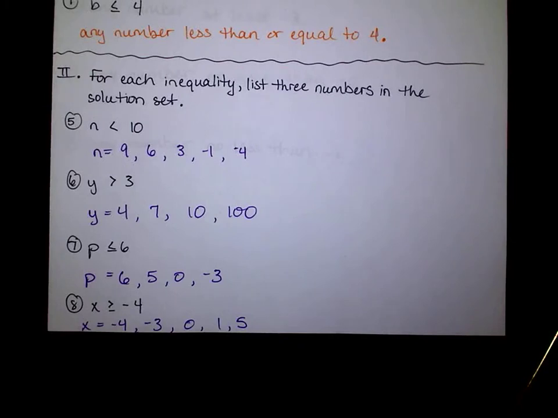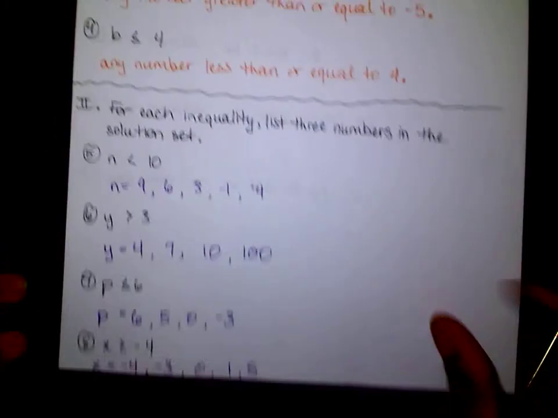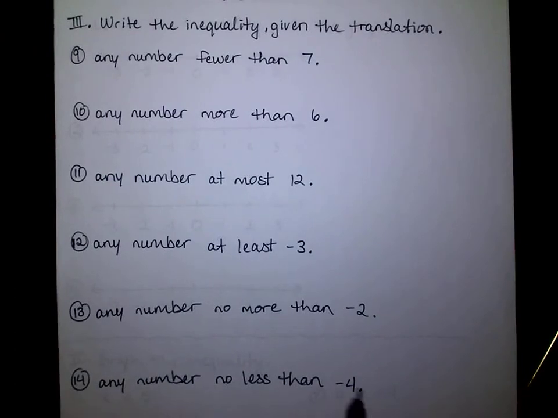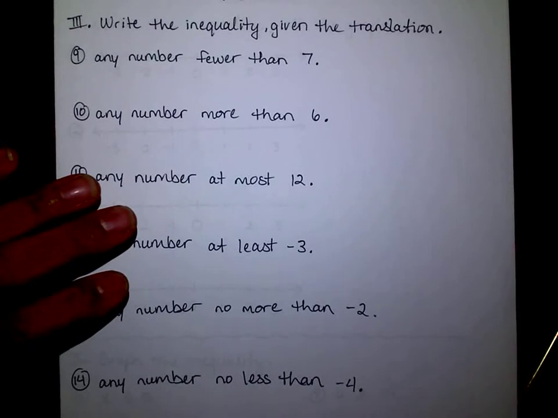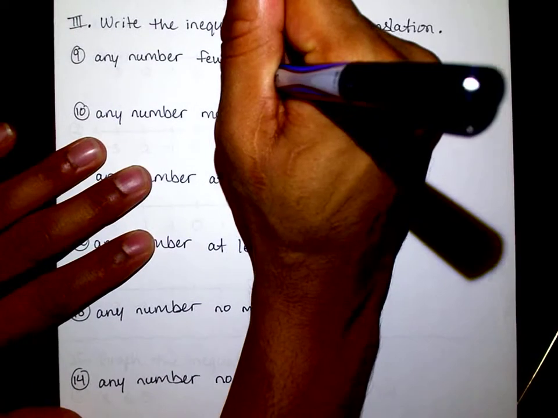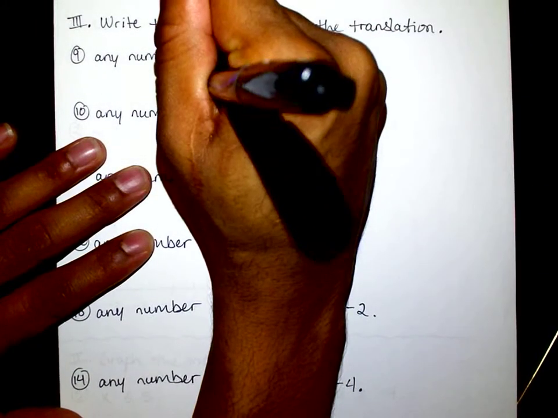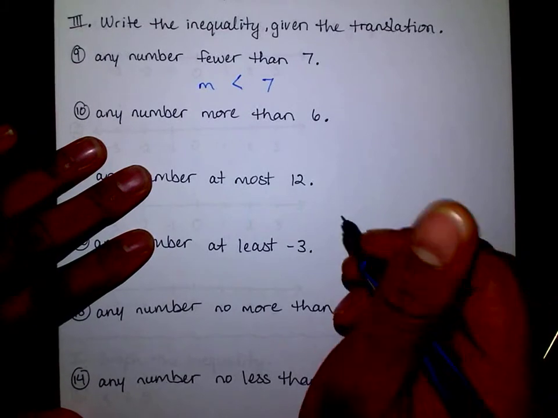Alright, we're doing good so far. Let's move on to the next part. This next part says write the inequality given the translation. Let's see what these look like. It says any number fewer than 7. So fewer than is this symbol, 7, and for any number, we'll just use the letter M, our variable.